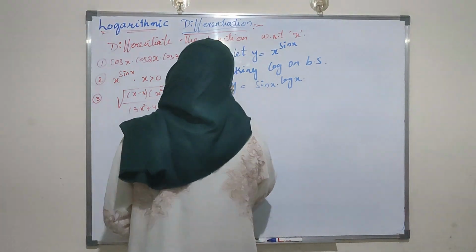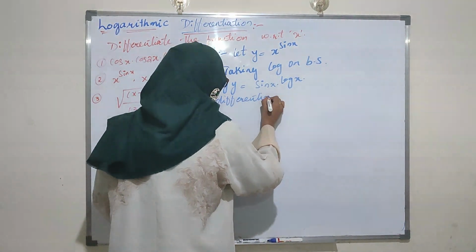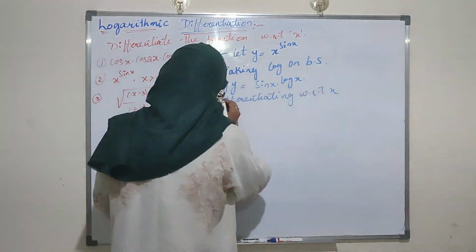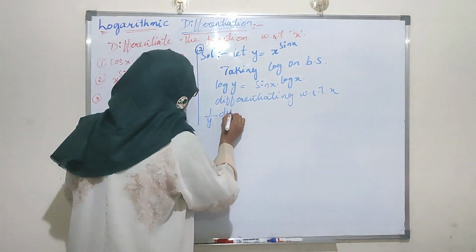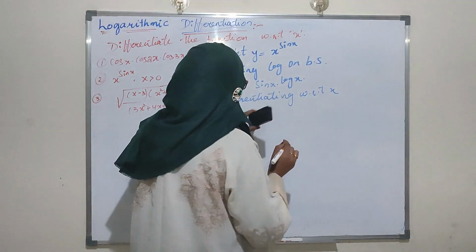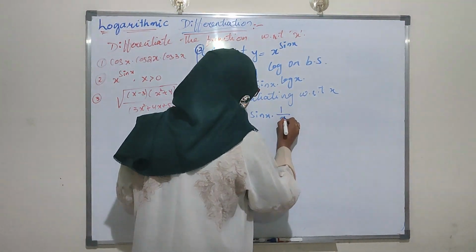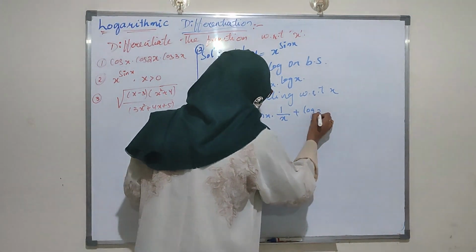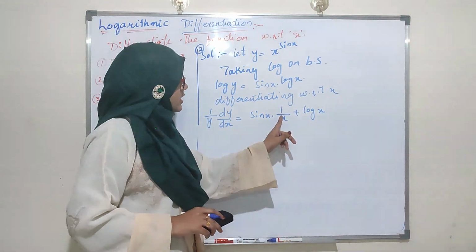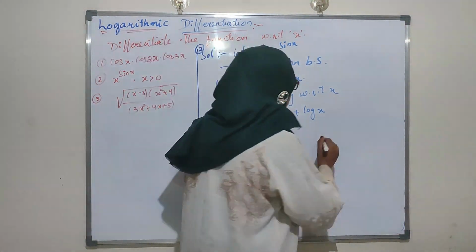Now we can differentiate. Differentiating with respect to x, 1 by y dy by dx is equal to, by using the product rule, sin x as it is, differentiation of log x is 1 by x, plus log x kept as it is, differentiation of sin x is cos x.